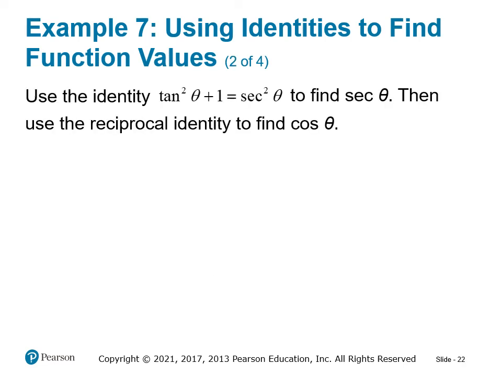Okay? Well, remember that tangent squared plus 1 equals secant squared, and secant squared is the reciprocal of cosine squared. So if we find secant squared, we can reciprocate that and then find the value of cosine. Well, tangent was 4 over 3, so tangent squared is 4 over 3 squared plus 1 equals secant squared. And when we do the math here, we get 25 over 9 equals secant squared.